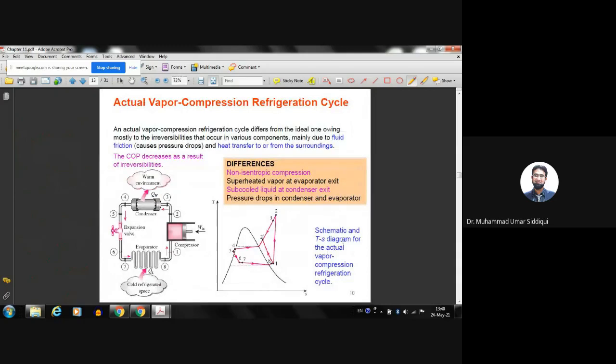Now let's move towards the actual vapor compression refrigeration cycle. When we talk about the actual cycle, it will always have a small difference from the ideal cycle. Whenever we are considering an ideal cycle, we assume that there are no irreversibilities in the system and the compression and expansion processes are isentropic in nature. But in reality, in the actual cycle, you have pressure drops in different devices and in the heat exchangers, and we have irreversibilities. So we have an increase in entropy or entropy generation in the expansion and compression processes.